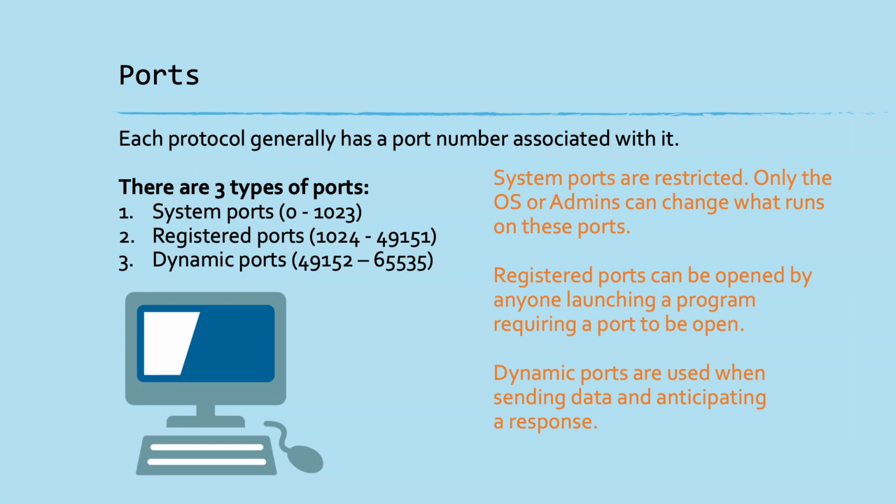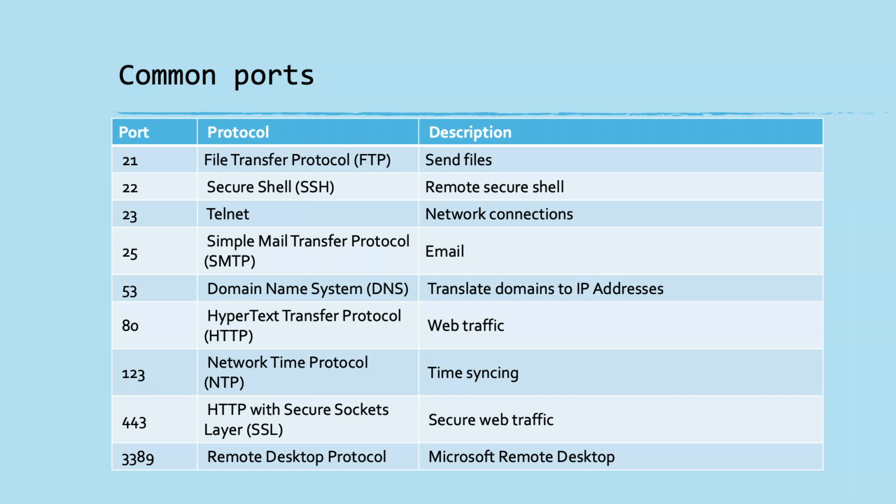Here is a list of common ports. These are ports that a lot of people like to ask about in interview questions. 21 is for something called file transfer protocol. This is how you send files or share files on a network. It's one of several ways. Then we have port 22. This is for SSH, secure shell. 23 is telnet. This is how you can have different network connections. By nature, it's not encrypted, so it's not very safe.